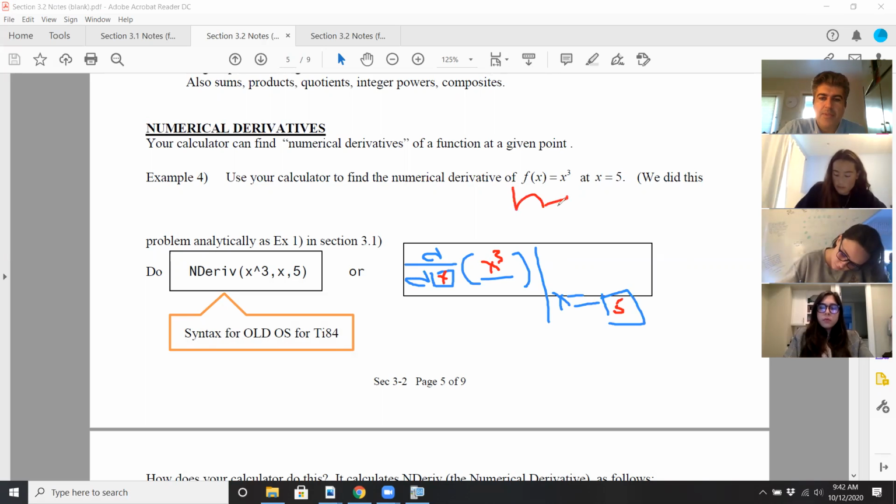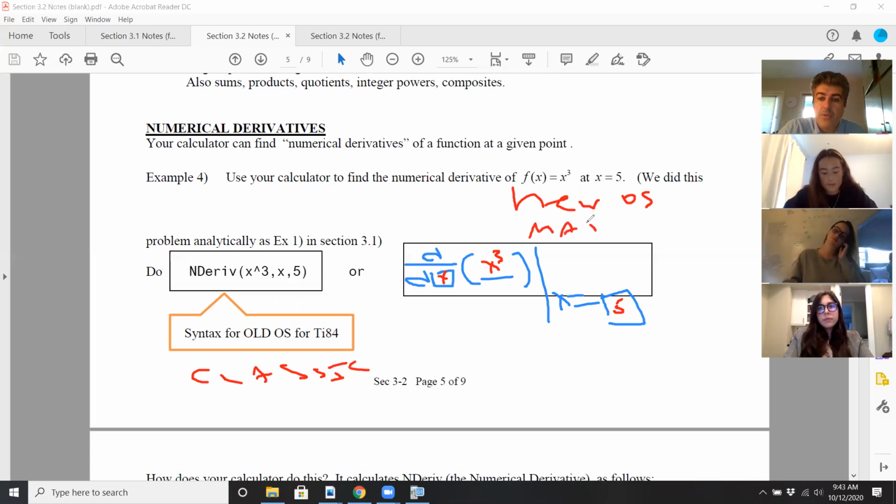This is for the new operating system, which is called MathPrint. The old operating system is called Classic. So remember, this is Classic. That's MathPrint. So that right there is pretty much all the nuts and bolts for the calculator bit. You got that, you're good. It's not any more complicated than that.